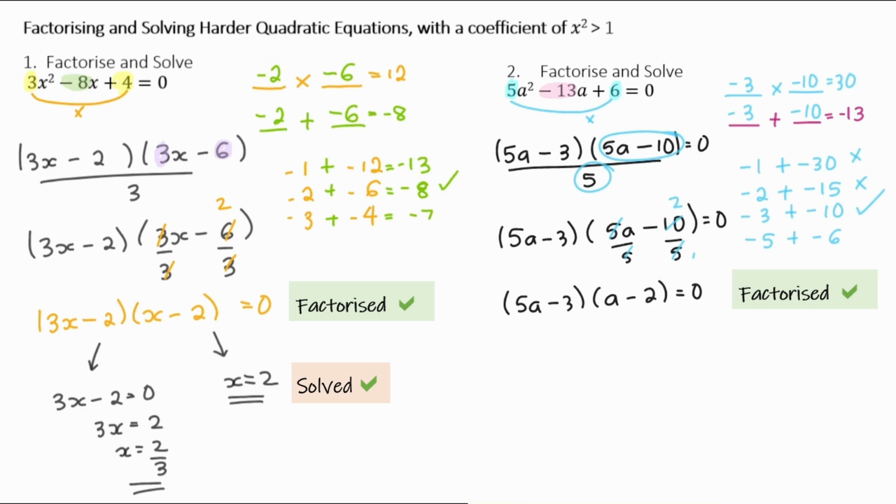And now if we want to go ahead and solve this, we can equate both brackets to 0. So we would have 5a minus 3 is equal to 0. And if we add 3 on both sides, that would be 5a is equal to 3. If we divide both sides by 5, we have a is equal to 3 over 5. For the second bracket, if a minus 2 is equal to 0, that means a must be equal to 2. And these are our two solutions for number 2.